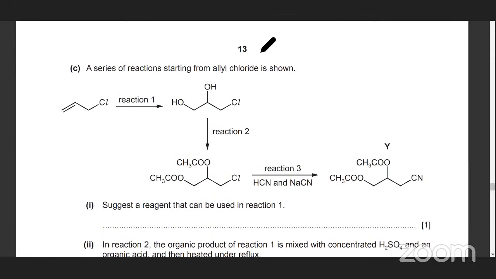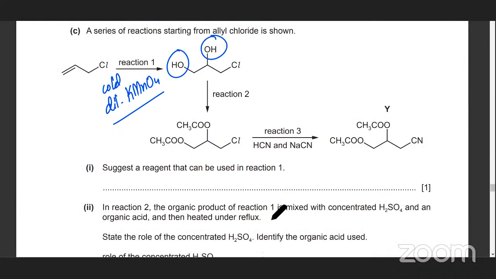Then what's next? A series of reactions starting from allyl chloride is shown. Suggest a reagent that can be used in reaction 1. So what's happening here? Diols are being formed. How do you turn an alkene into a diol? That's cold dilute KMnO4. That's mild oxidation. An alkene would turn into a diol.